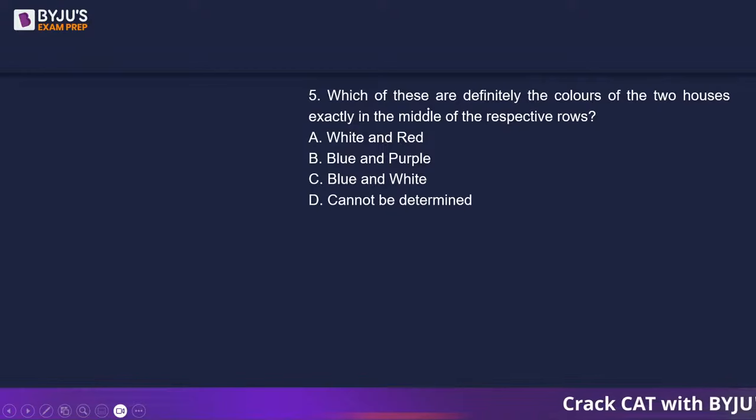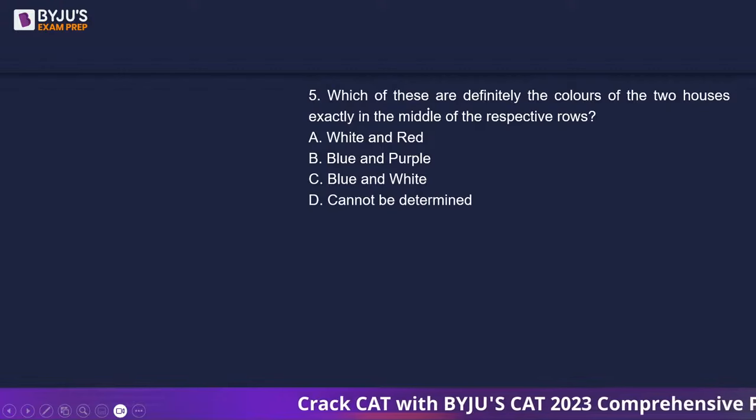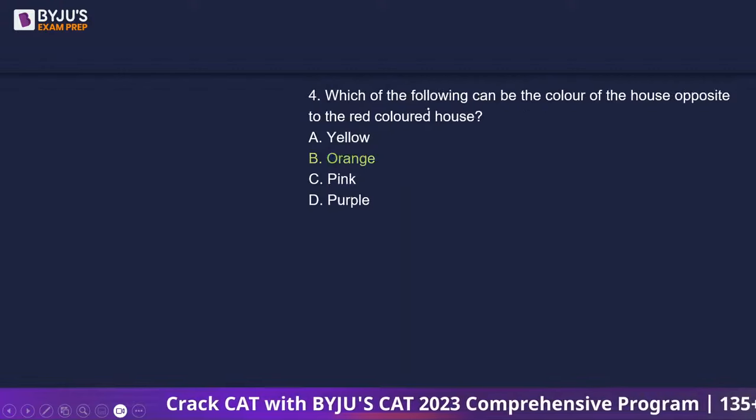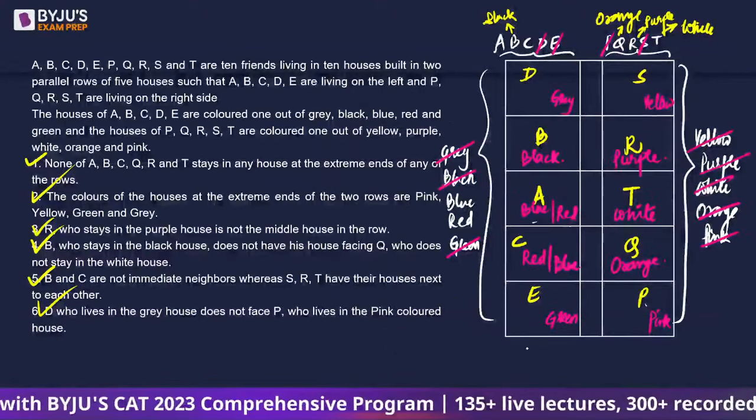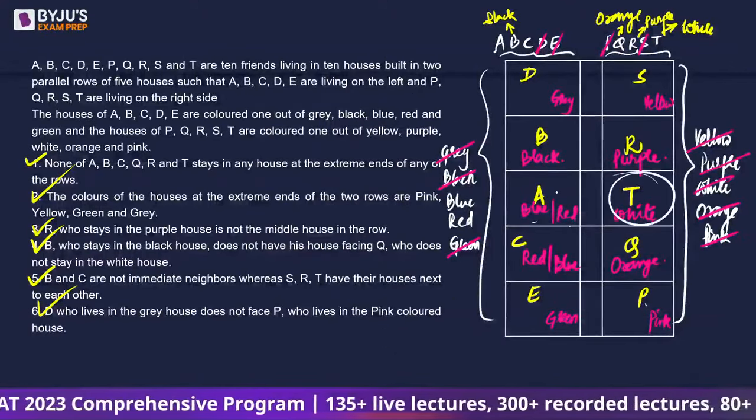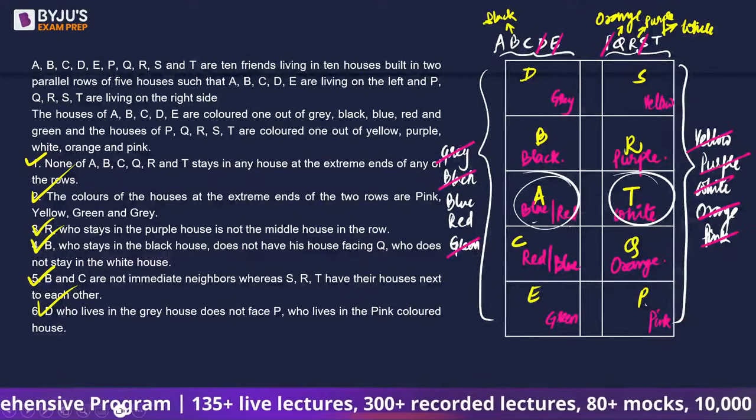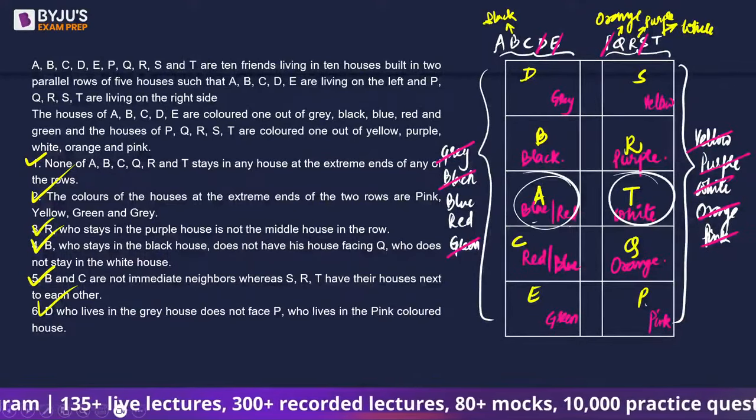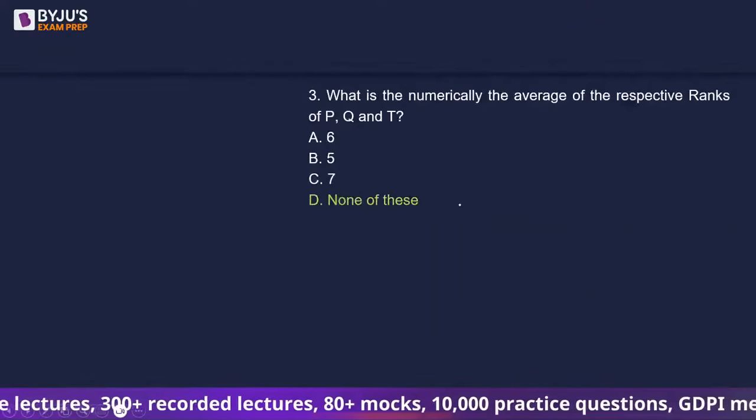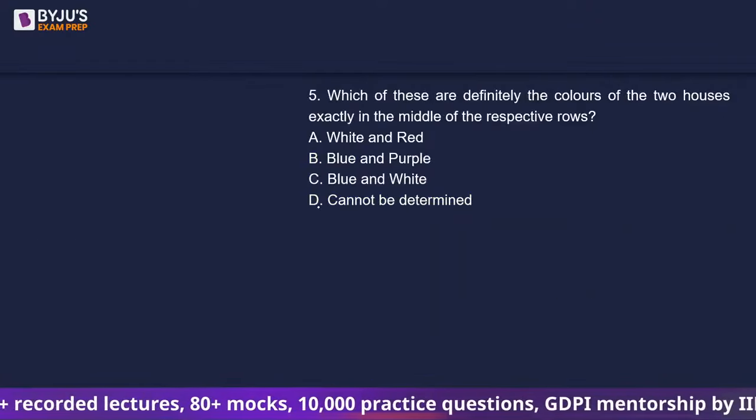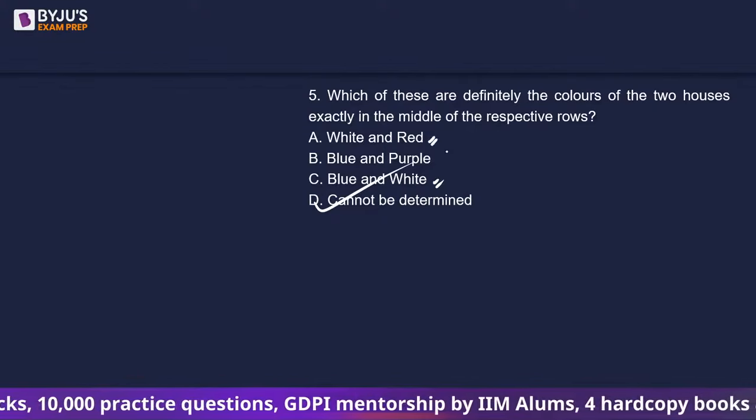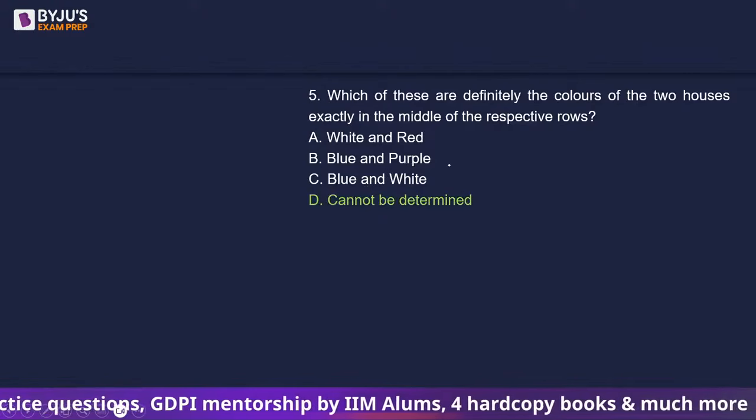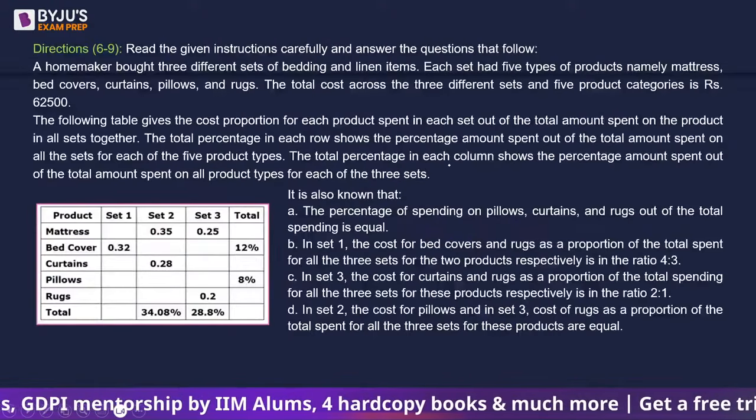Next one is, which of these are definitely the colors of the two houses exactly in the middle of the respective rows? If you remember, in the middle of the respective rows, A जो बंदा है लेफ्ट साइड कॉलम में, इसका कलर फिक्स नहीं है. सो मिडिल वालों का हाउस कलर, it is definitely white, but the other one is either blue or red, we are not sure. So cannot be determined, right? It could be white and blue, it can be white or red, दोनों हो सकता है. So the answer is going to be cannot be determined, right? Relatively easy set.